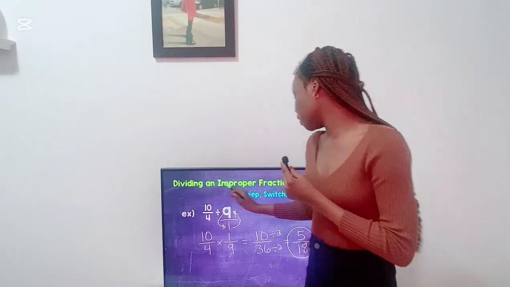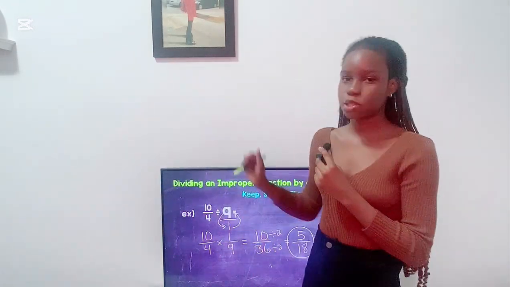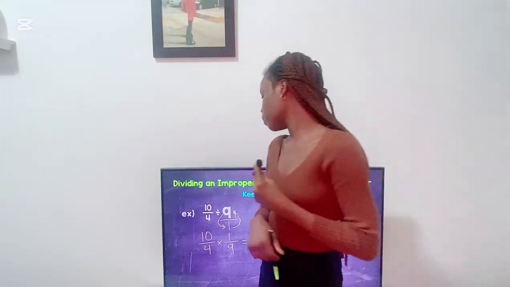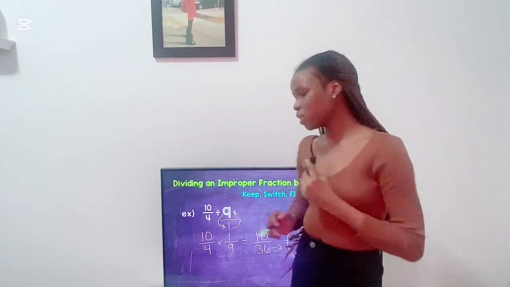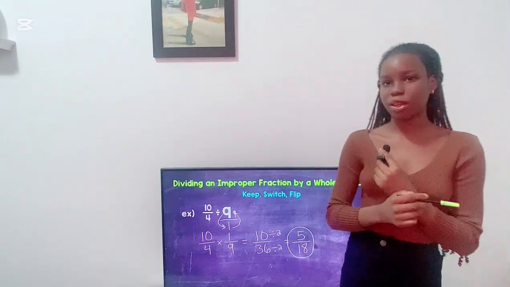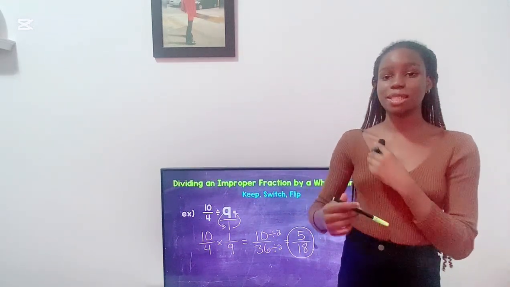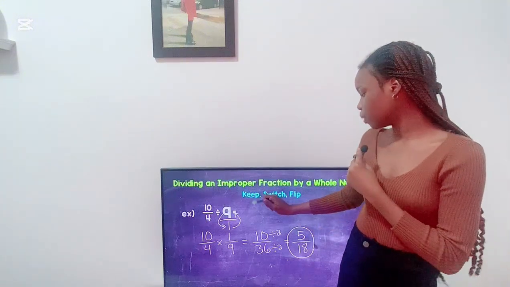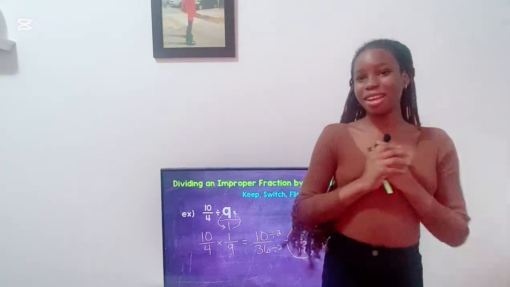So basically the same thing, right? Now we're talking about dividing an improper fraction by a whole number. The last one was dividing an improper fraction by an improper fraction. And the first thing you notice is that we have the same method, the same rule you have to follow, which is the keep, switch, flip rule. So let's do it as a role play, like we said.